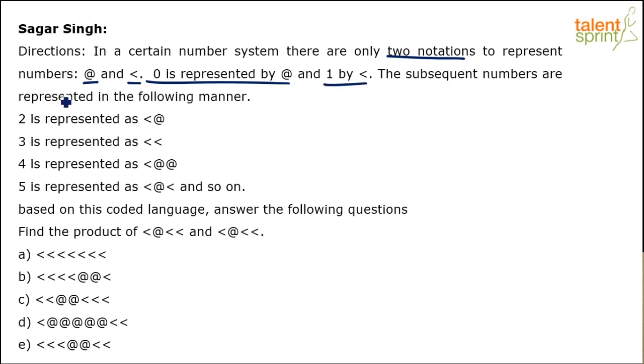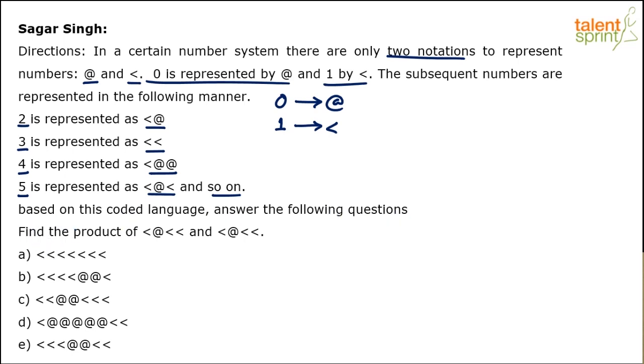The subsequent numbers are represented in the following manner. So if you see, 0 is "at the rate," 1 is "less than," and then we have 2, which is "less than at the rate," right? 3 is "less than less than," 4 is "less than at the rate at the rate," 5 is "less than at the rate less than," and so on. Now, based on this coded language, answer the following questions.